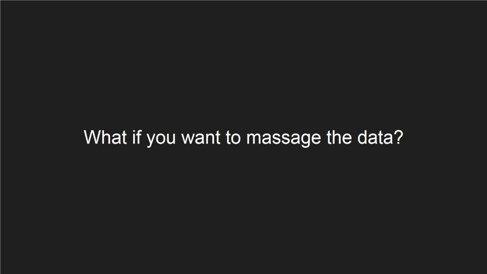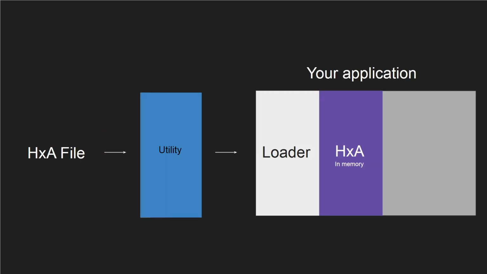Okay, so what if the data doesn't do what you want, right? HxA can store n-gons. Maybe your rendering engine that you're writing only takes triangles. So you want to massage the data a little bit. Well, then you can use a utility, right? So I've written a utility that takes HxA files and it takes all the n-gons and splits them down into triangles and spits out a new HxA file.